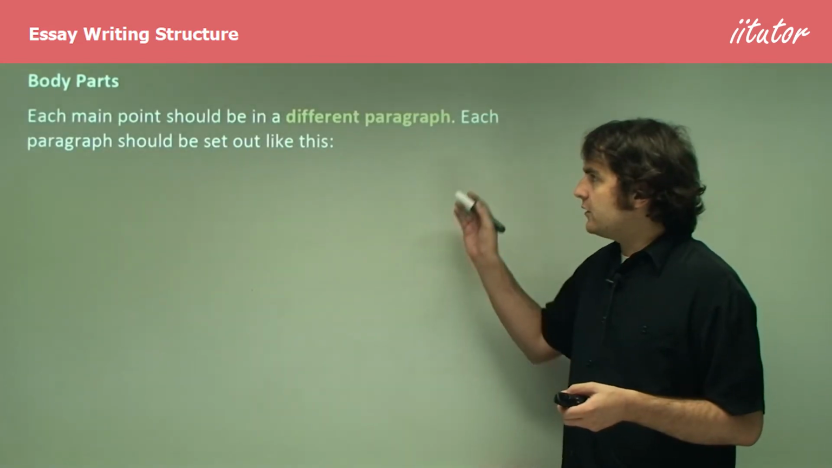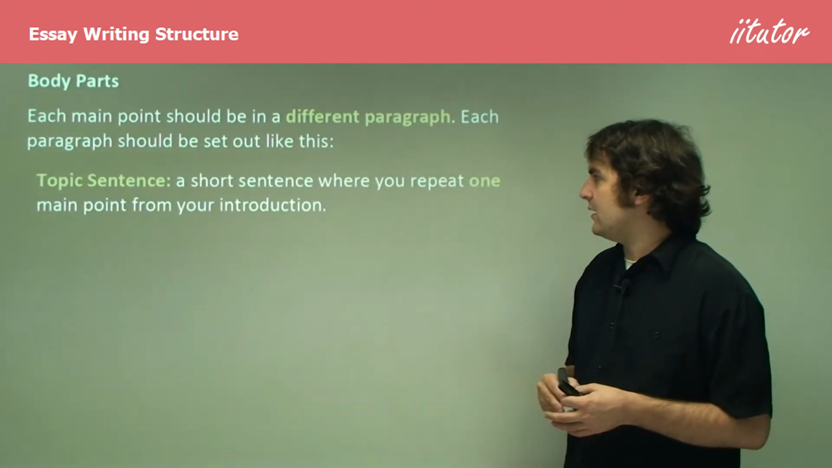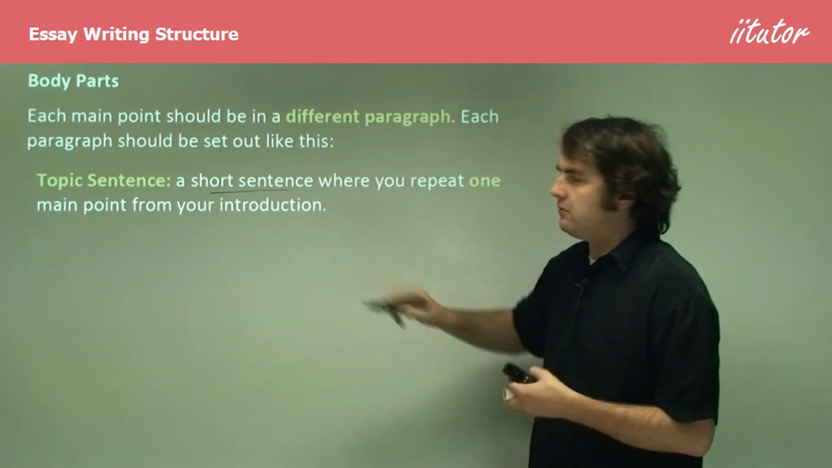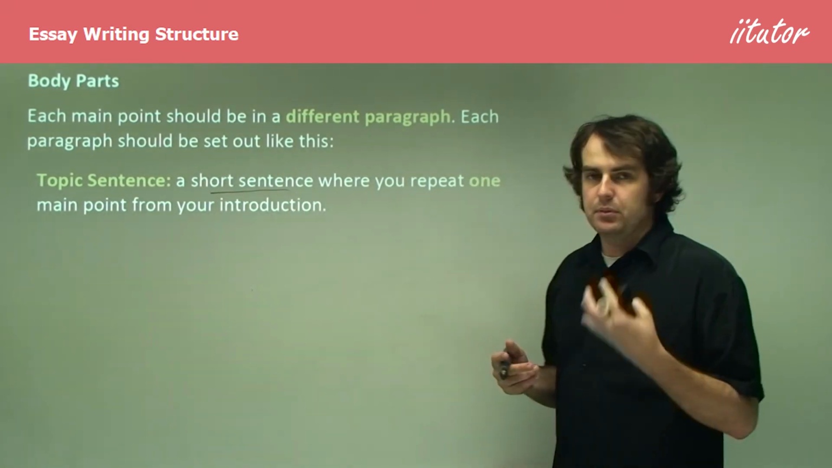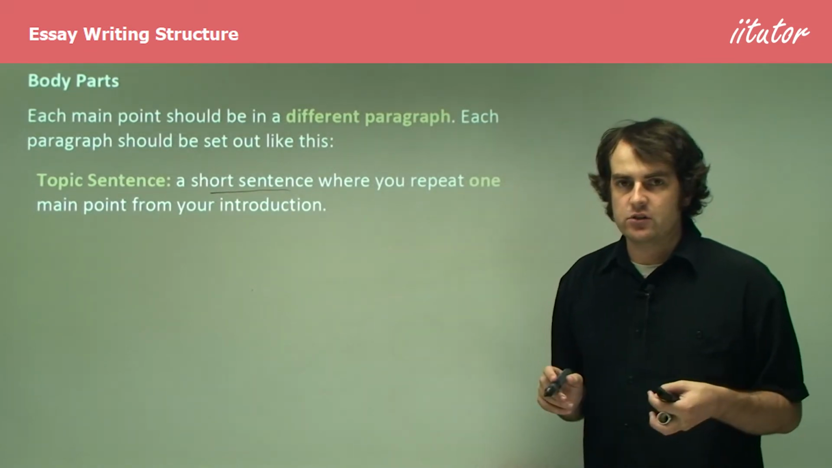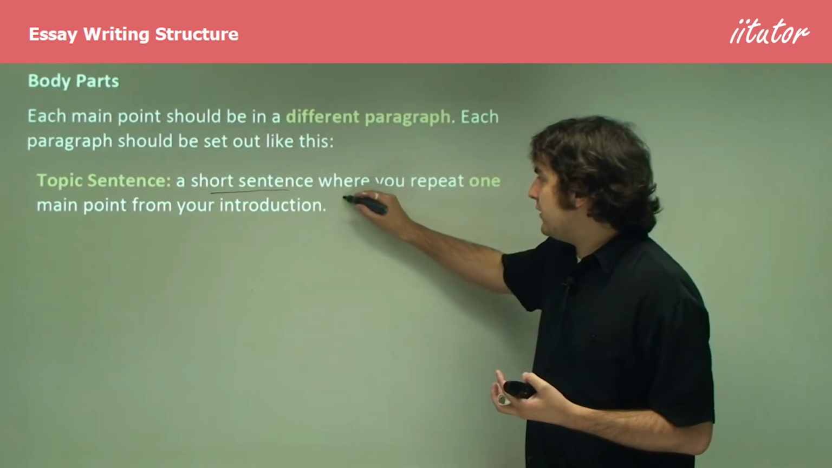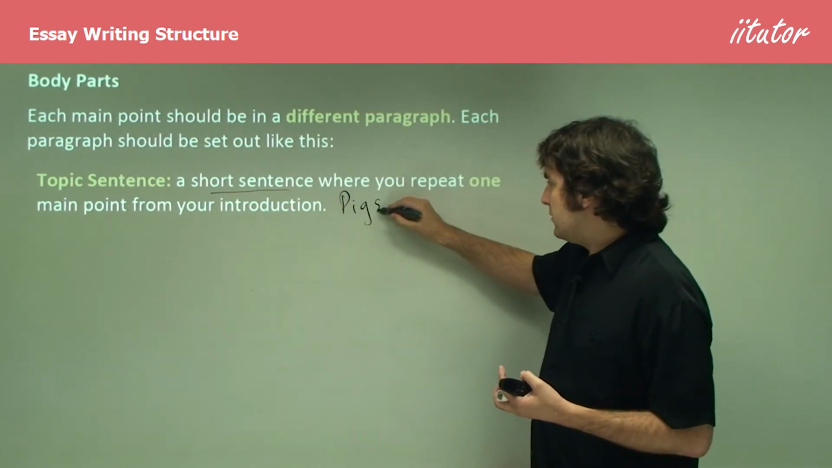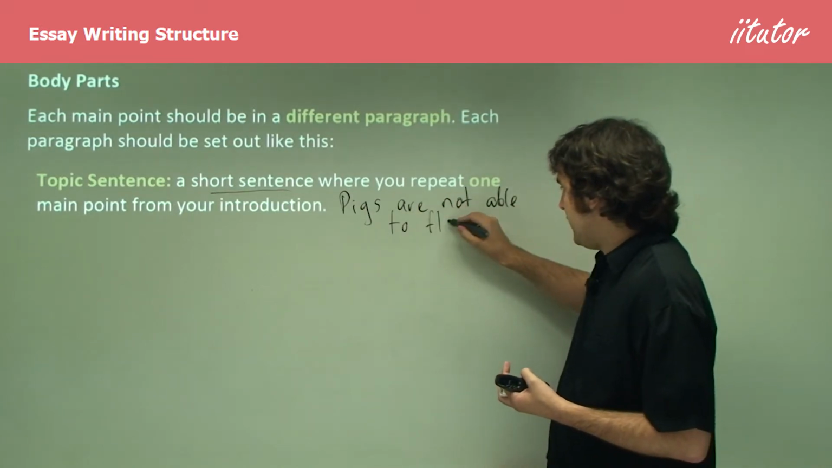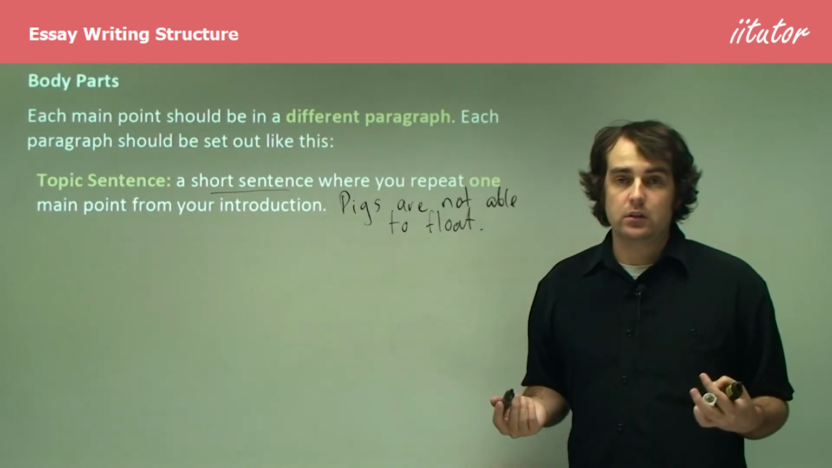So we're going to go through the different parts of the body here, and this is how they should be set out. First of all, you have a topic sentence. The meaning of a topic sentence is a short, simple type of sentence where you repeat one main point from your introduction. So we had, for instance, pigs are not able to float, so that would be my topic sentence. That is about a good length for a topic sentence.